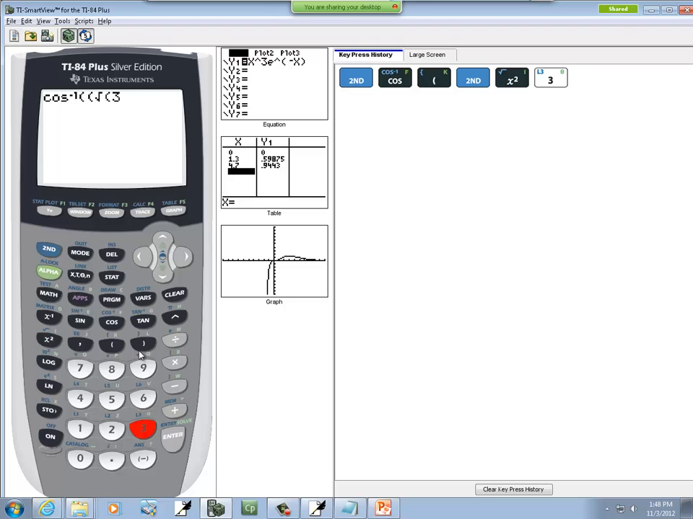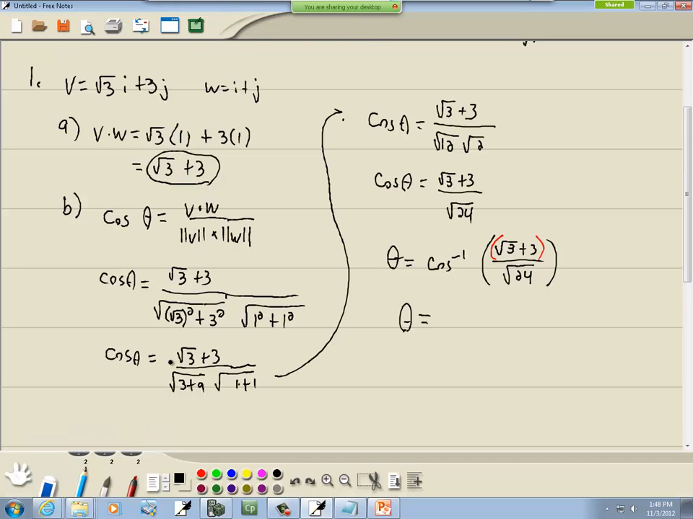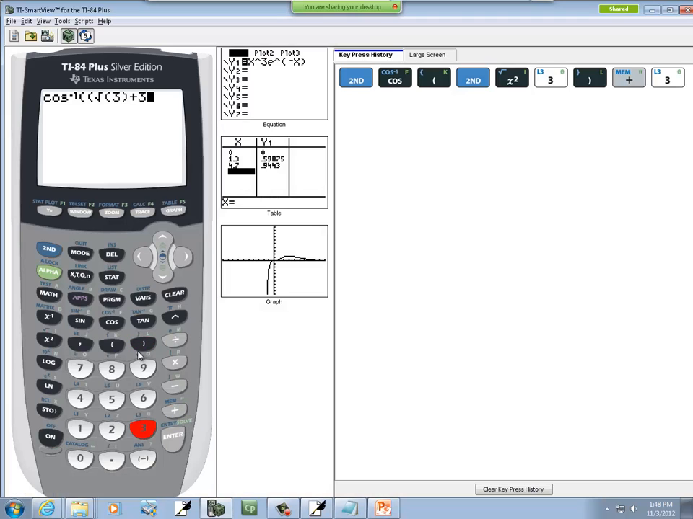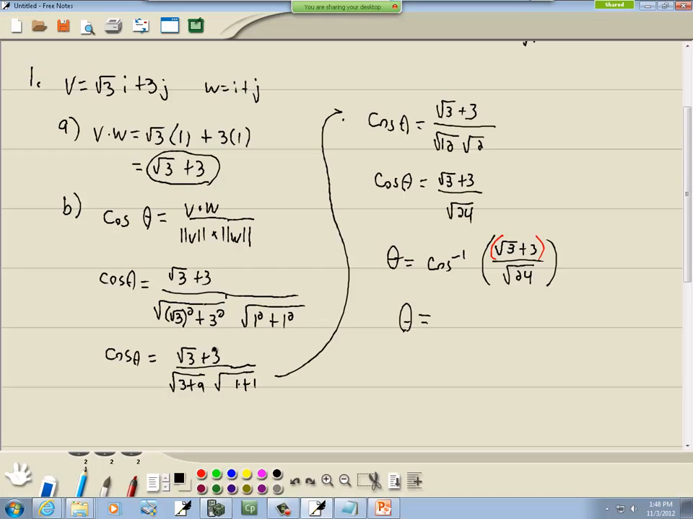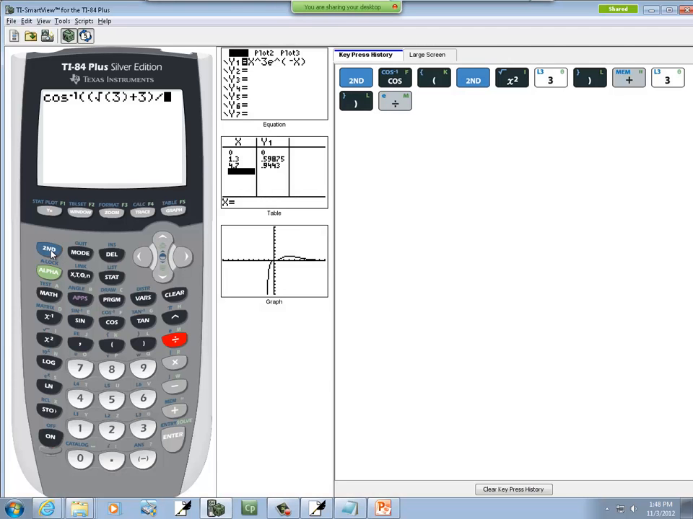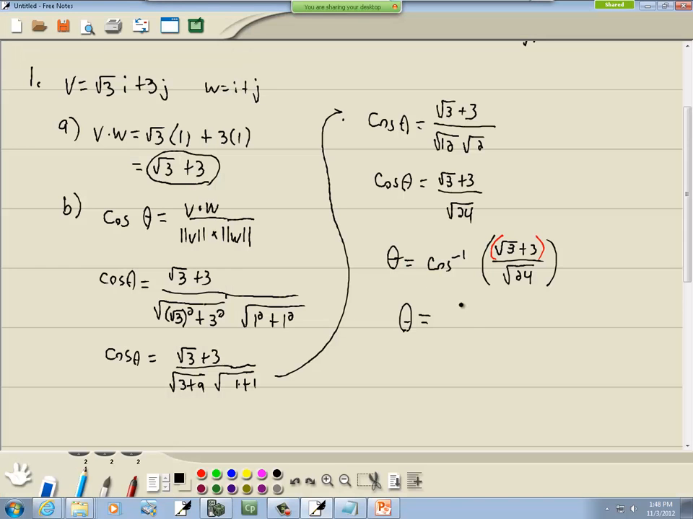put a closing parentheses on the square root, plus 3, closing parentheses on the top part, divided by, and we've got a single square root downstairs, so we don't have to put parentheses around it. So do second x squared, 24, and you can put closing parentheses on if you want at the very end, but you don't need them. And then press enter. And we get theta is equal to 15 degrees.